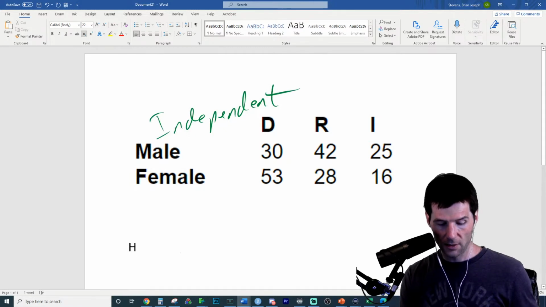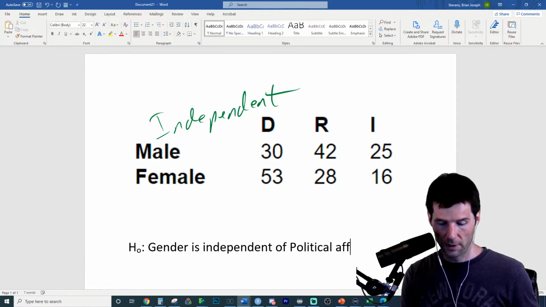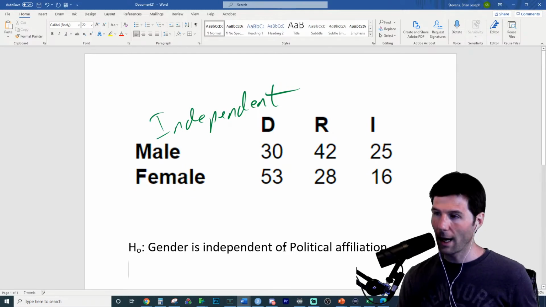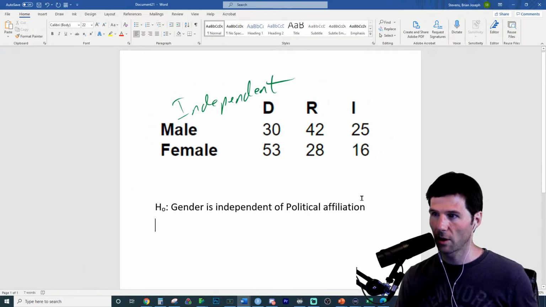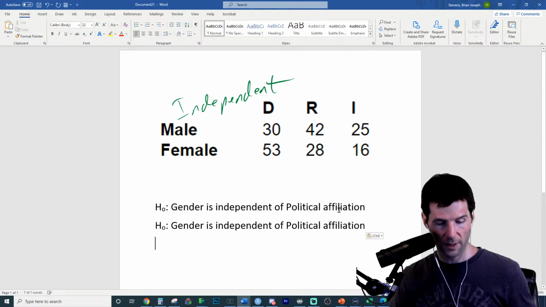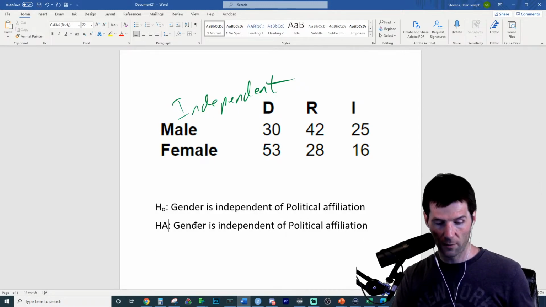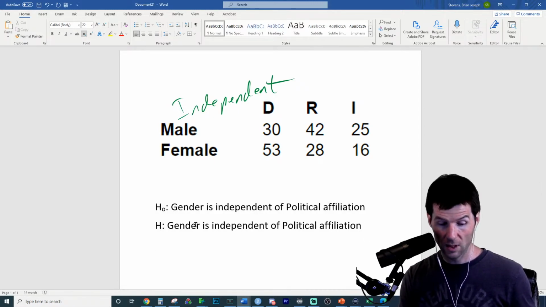The null hypothesis states, that's how this is read, that gender is independent of political affiliation. That is the null hypothesis, which is just kind of a starting belief. The alternative hypothesis right here, we put a little A here for sub A.